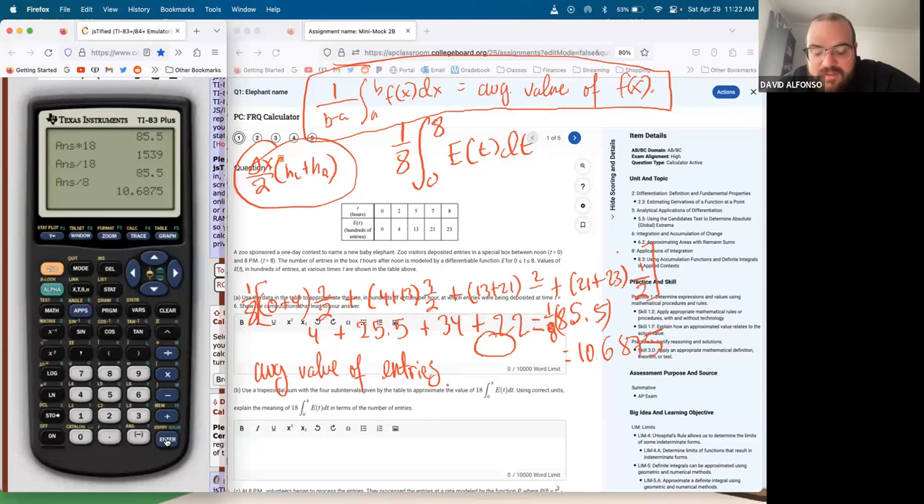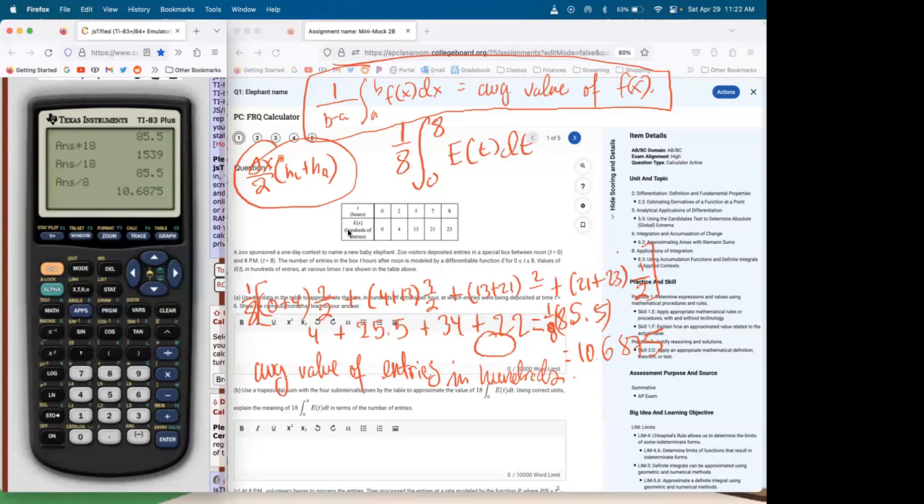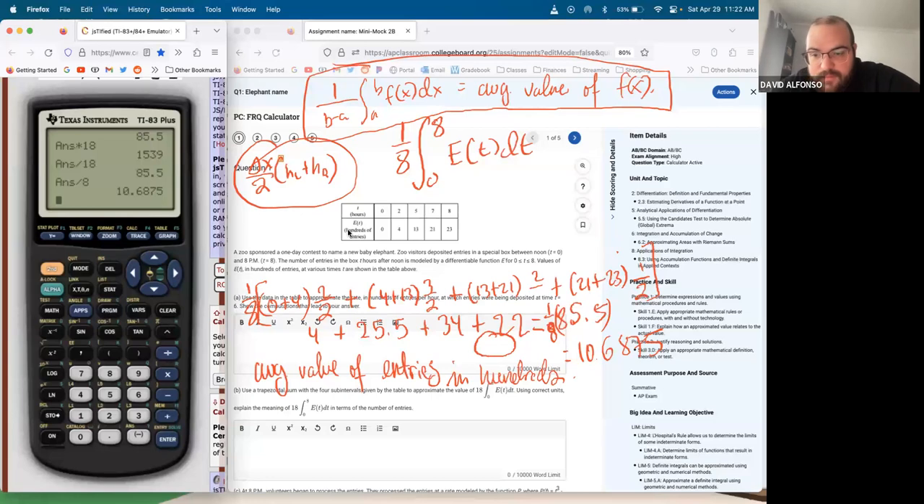No, because again, this is not a rate. E is not a rate. E is the values of entries in hundreds. You can see that. Again, this is not a rate. Oh, okay, yeah. And this is the average value of entries in hundreds, right?